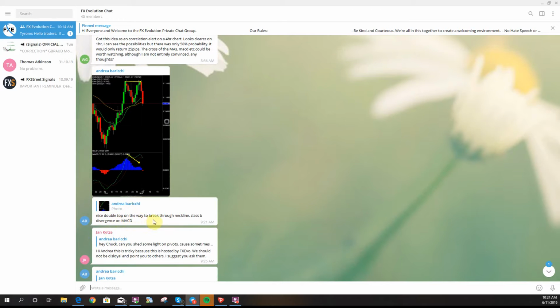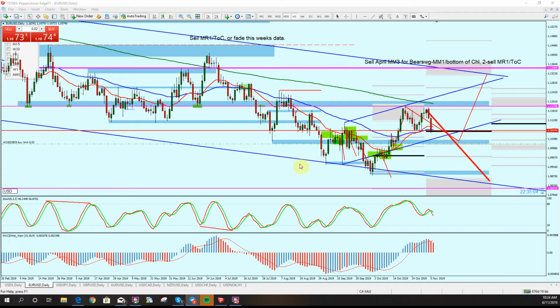Nice double top on the way to a break through the neckline. Yep, gotcha. So you're being bearish of this off the double top. Class B divergence on the MACD. Fine, excellent stuff. You should have been in up here if you're going to be a bear.